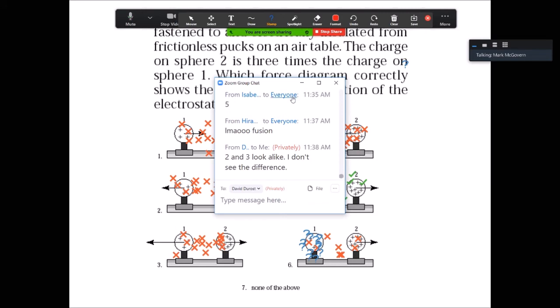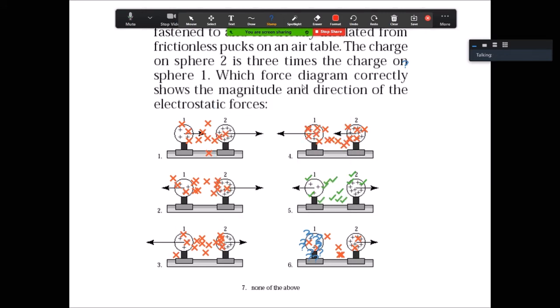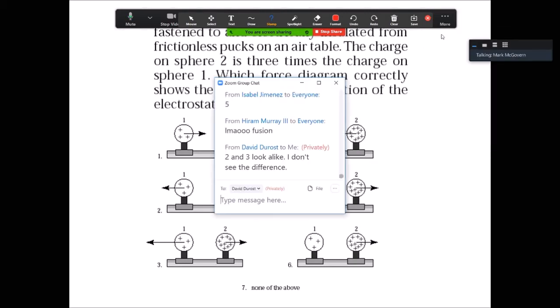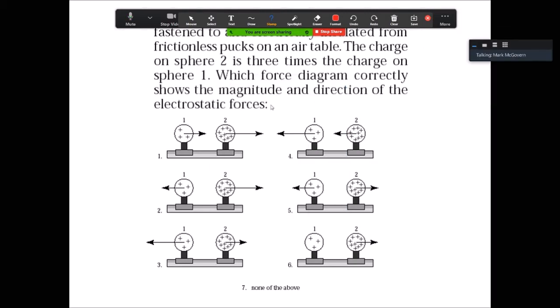Now, 2 and 3. Yeah, 2 and 3 are very close to each other in how they look. Let me clear everything out here, though. The difference between 2 and 3, obviously, is that 2 experiences the larger force, and in 3, 1 experiences the larger force. But nobody should experience a larger force. They should be experiencing the exact same force.